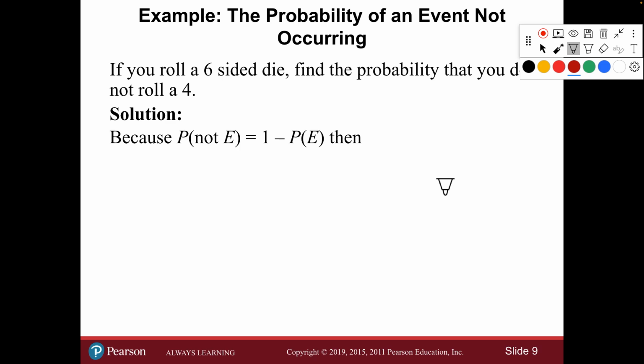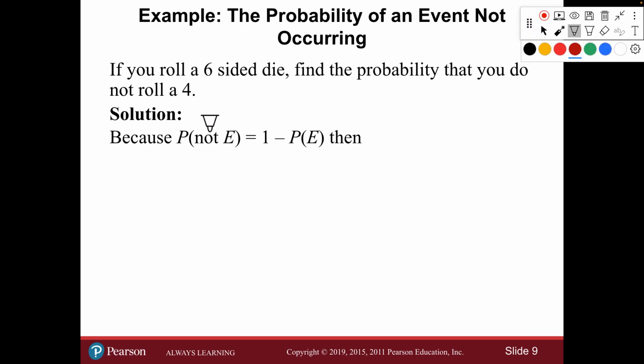So here's another example. If you roll a 6-sided die, find the probability that you do not roll a 4. Now, you could count all the ways. If you don't roll a 4, you get a 1, a 2, a 3, a 5, or a 6. So that's 1/6 plus 1/6 plus 1/6 plus 1/6 plus 1/6.